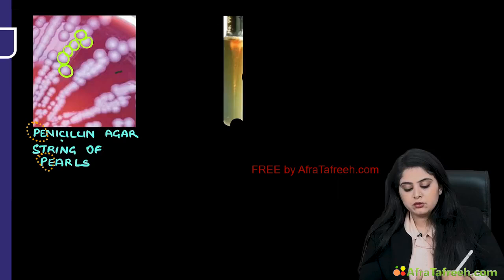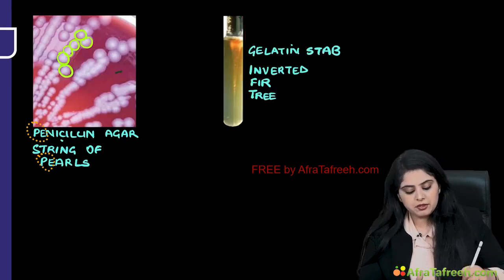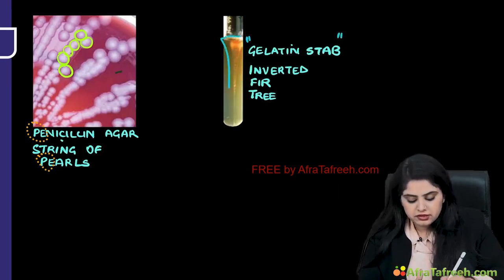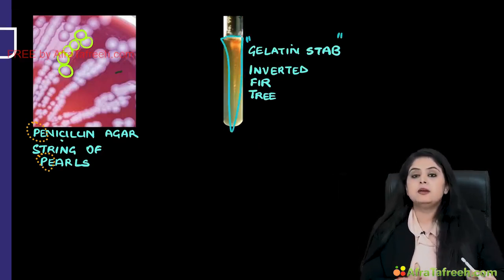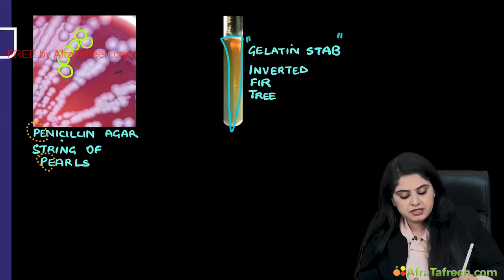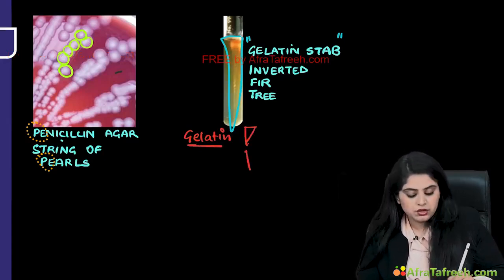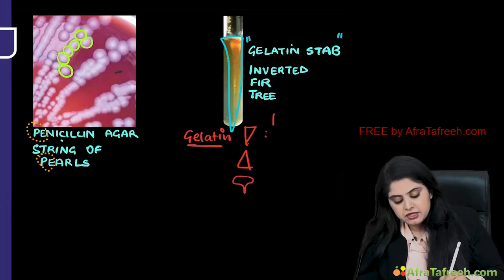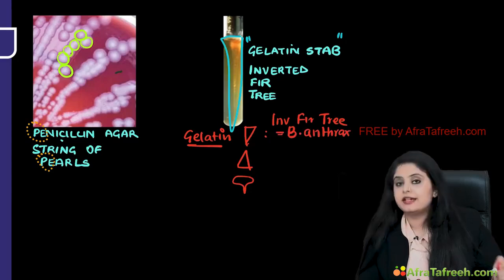Finally, what is this test tube shown over here? This is a gelatin stab appearance. Guys, this is a gelatin stab, and what kind of an appearance do you see? We see the inverted fir tree appearance. So quickly tell me, whenever they talk about a gelatin technique, either they will show you an inverted fir tree appearance, or they will show you a tree appearance, or they will show you a turnip appearance. Quickly tell me. Inverted fir tree. If they say inverted fir tree, I've already got the organism in front of me, that is Bacillus anthracis.